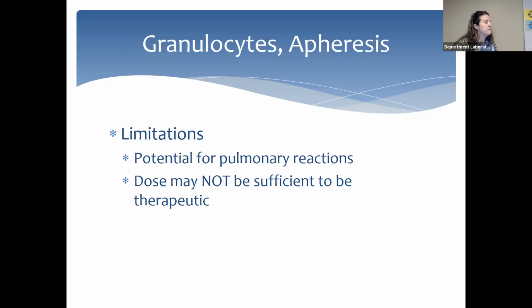There's a transfusion reaction that we're going to talk about. It's called TRALI, so it's a transfusion related acute lung injury. And it really has to do with when white cells are transfused. And so the risk is increased when granulocytes are transfused. So that's a limitation of transfusing granulocytes. And then again, because you don't get very many white cells, the dose might not be considered therapeutic from one granulocyte apheresis.